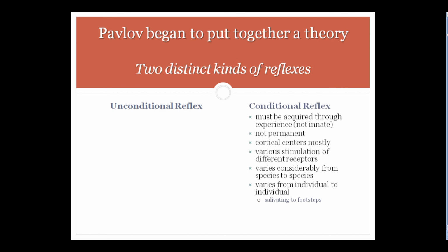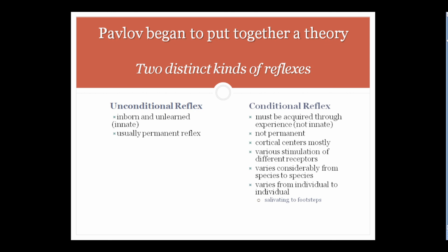As you can see here, conditioned reflexes must be acquired through experience, throughout your lifetime. They are not inborn, unlike unconditioned reflexes, which are inborn, unlearned, and innate. Conditioned reflexes are not permanent, which means they can disappear during the lifetime and then reappear if you train them again. Unconditioned reflexes are usually permanent, which means you have them throughout your lifetime.